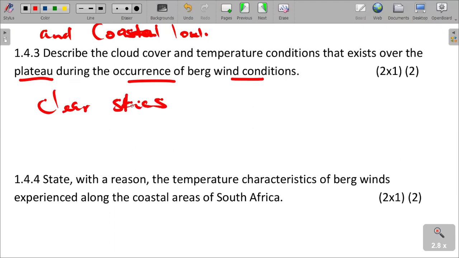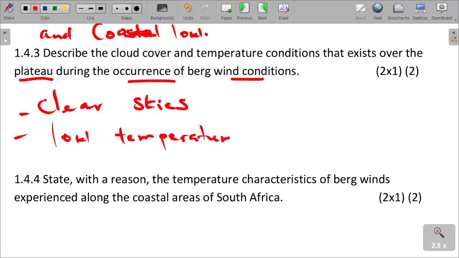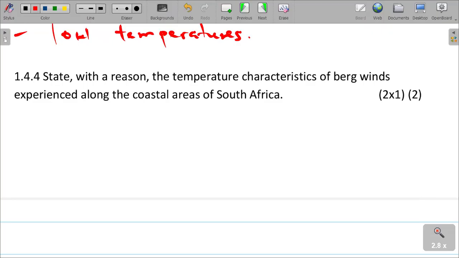Clear skies are evident, and also we have got low temperatures. During the times of berg winds, the cloud cover results in clear skies and also low temperatures. That must be known. And then state with reason the temperature characteristics of berg winds experienced along the coastal areas of South Africa.